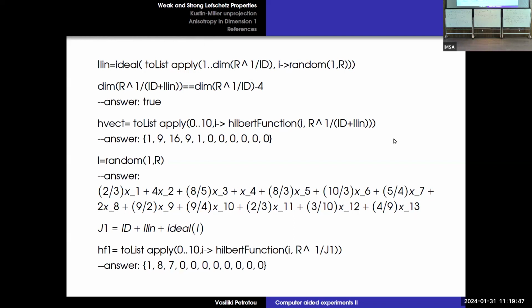The next step is to compute the quotient, and this one gives us the linear reduction. So the next step is to compute the h-vector of the linear reduction by using the command hilbertFunction, as we discussed before. And it says that yes, the h-vector is equal to 1, 9, 16, 9, 1.